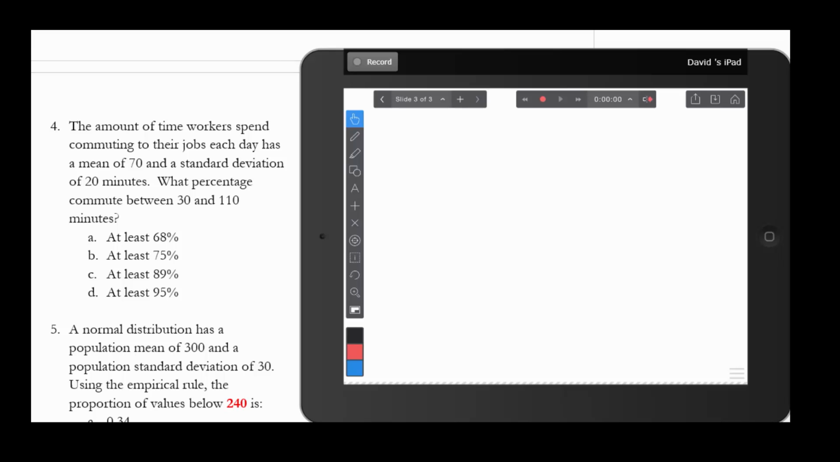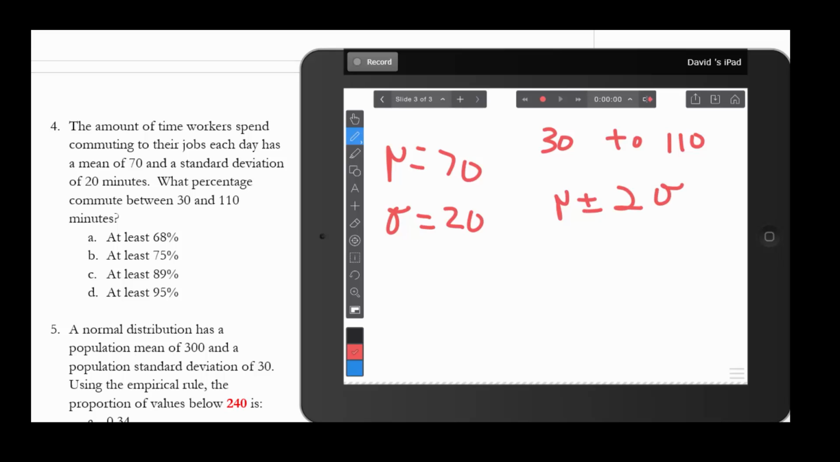Okay, on problem 4, we have a population mean equal to 70 and a standard deviation of 20. And it tells us we have an interval that goes from 30 to 110. And so that would be the mean plus or minus 2 standard deviations, or 70 plus or minus 2 times 20. And that interval is equivalent.